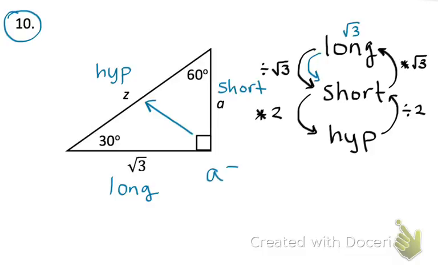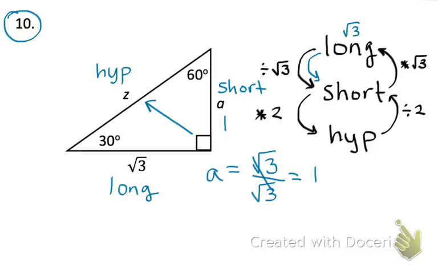So I'm going to take my long leg, which is square root of 3, and divide it by square root of 3. And this problem isn't too bad because square root of 3 divided by the square root of 3 actually simplifies and makes 1. Square root of 3 divided by square root of 3 equals 1. So my short leg is equal to 1.